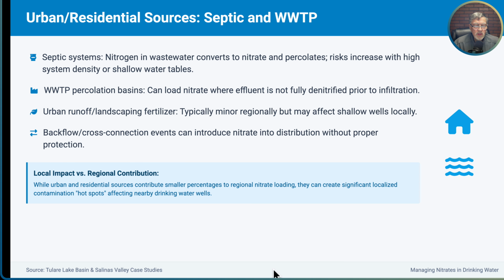All right, urban residential sources, that's going to be septic systems and wastewater treatment plants. With septic systems, nitrogen in wastewater converts to nitrate and percolates. Risks increase with high system density or shallow water tables. In some places, for instance also in California, there have been studies done up in, say, the Napa and Sonoma areas where they have a lot of wineries. They use leach fields for their wine waste, and they actually have to do nitrate loading studies to determine that they're not going to add excess nitrogen to groundwater.